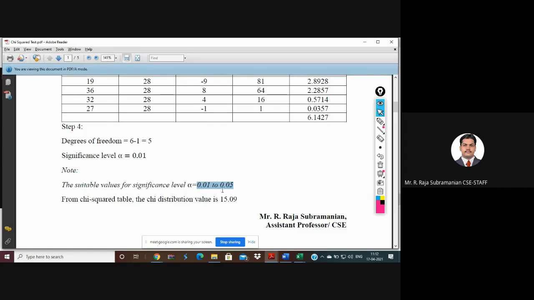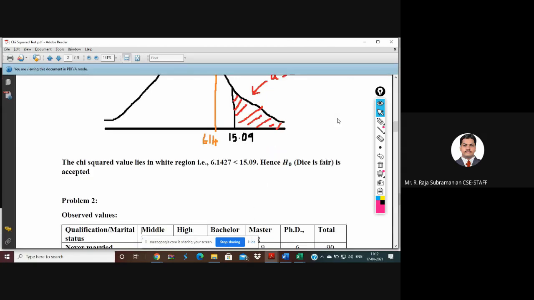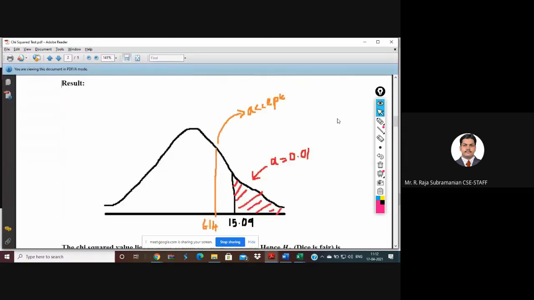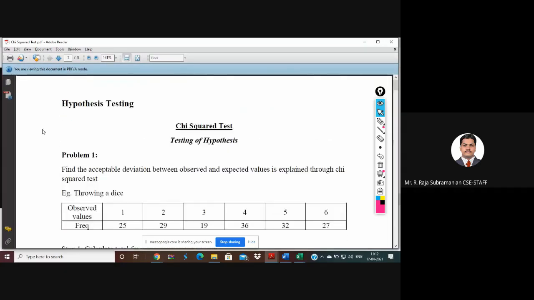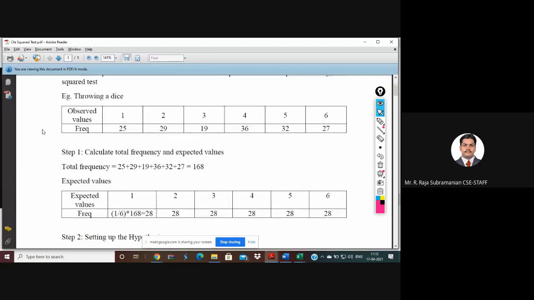I find in the chi-square table that the value is going to be 15.09, but my observed value is less than 15.09, so it is within the acceptance level. So I say the hypothesis is accepted: the dice is fair, right? Like that. It is not possible for us to have these 16-mark questions in the MCQs, so just understand the core concept.